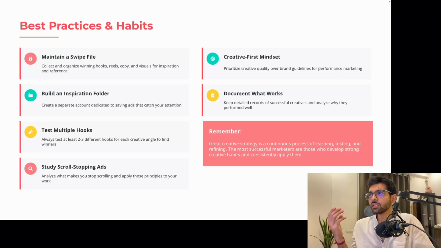Creative first mindset. While you follow your brand guidelines and everything, if a particular creative can potentially work without your brand guidelines and deliver performance, experiment. I'm not saying you have to do it, but experiment with it, right? It may surprise you. And document whatever has worked, and what didn't work, and find the reasons for it as well. Maybe a hook was weak, or maybe our offer was weak in this creative.